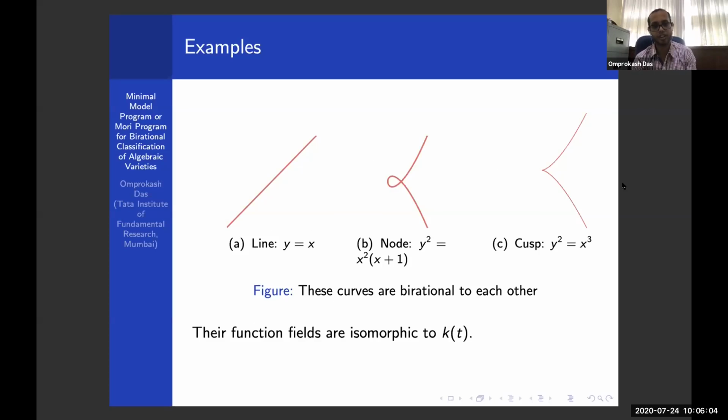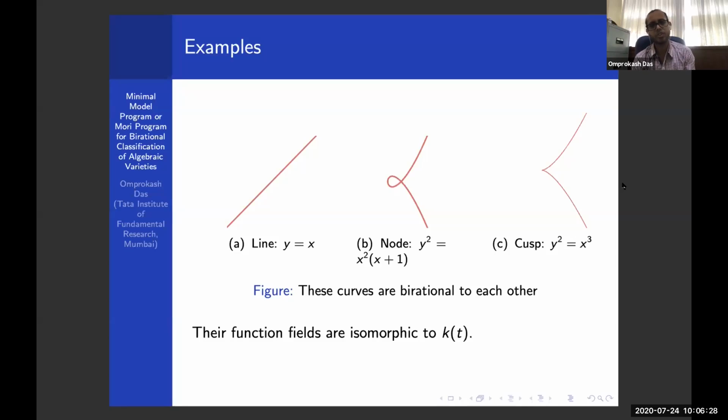Another pictorial example would be this. Let's say we are in A2, the affine plane, and you take the line y equal to x, the node y squared equals x squared times (x plus 1), or the cusp y squared equals x cubed. All three of these curves are birational to each other. Seeing them through Zariski open sets would be a bit difficult here.